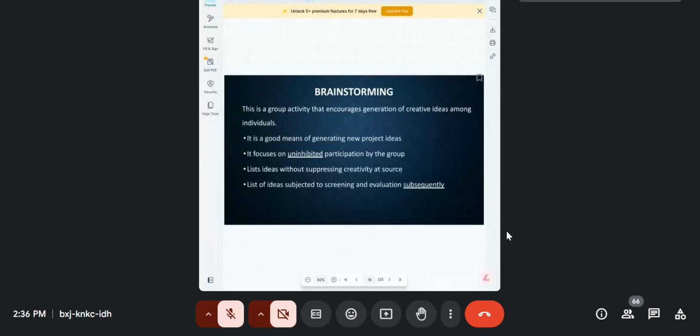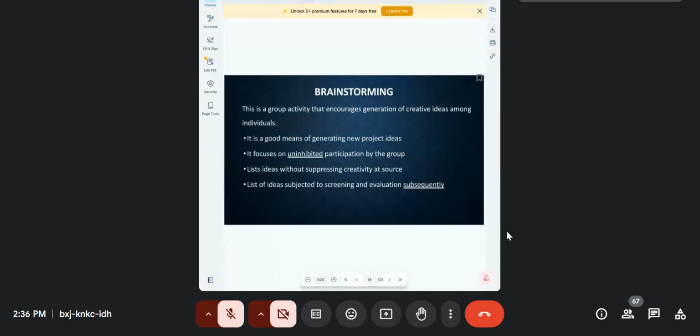Now let's look at brainstorming. Brainstorming is usually a group activity, and it is designed to catalyze creativity among individuals. It is actually a good means of generating new ideas and it focuses on uninhibited participation by the group. And this would mean all ideas go. There is nothing like a stupid idea.